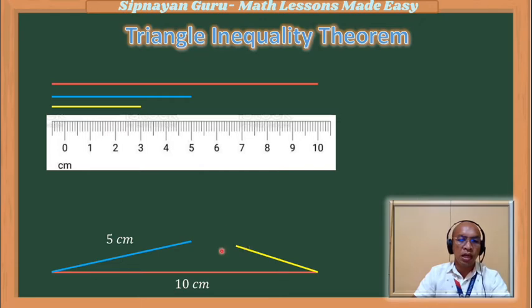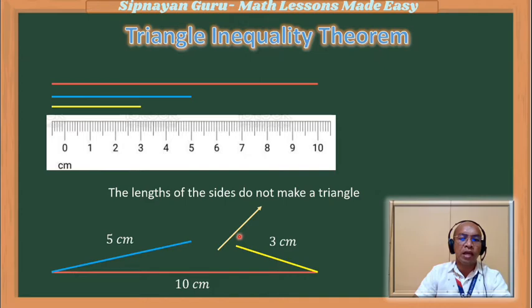Basically, in this case, we cannot make a triangle because from the definition, a triangle is a polygon, and a polygon is a closed plane figure, and this figure is not closed. So a triangle is a polygon with 3 sides and 3 angles. In this case, these sides cannot make a triangle.